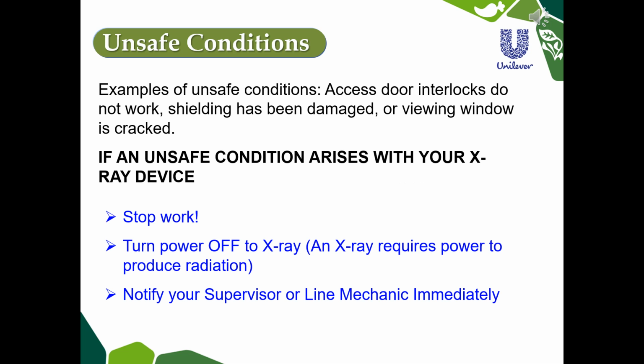All right, unsafe conditions when you're working around X-ray devices, especially in this plant. So the door interlocks don't work. In other words, if a door happens to come open and the machine does not shut down, then X-ray can escape past the shielding of the door. All right. It can also be that the shielding has been damaged or a viewing window is cracked.